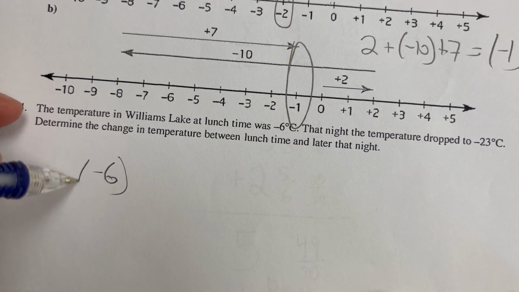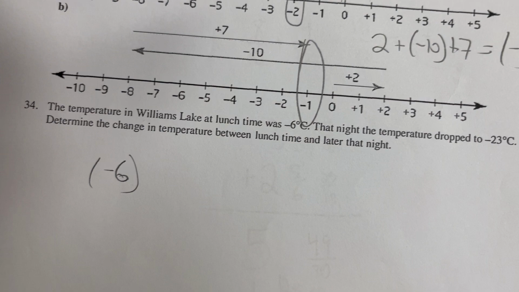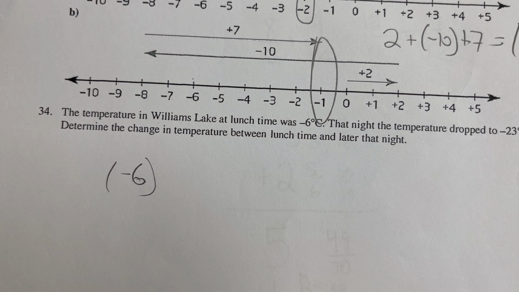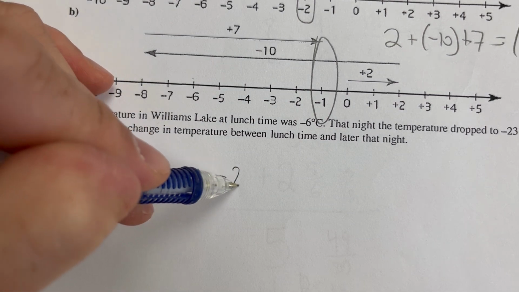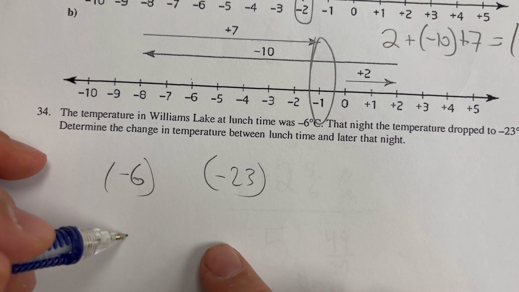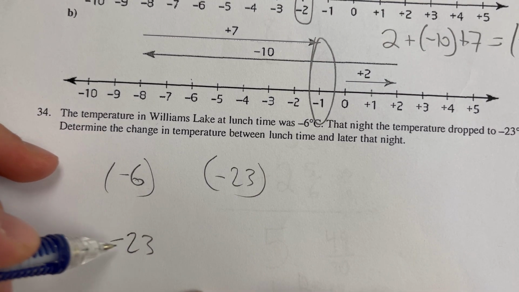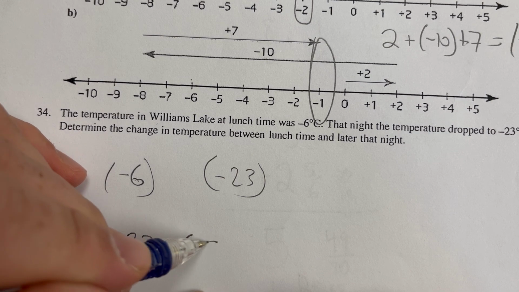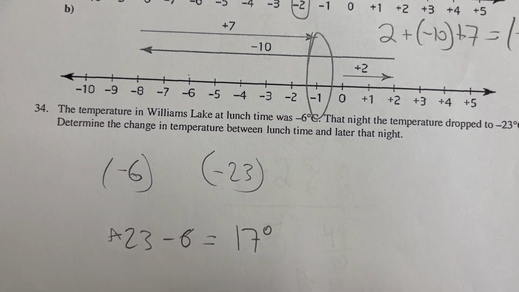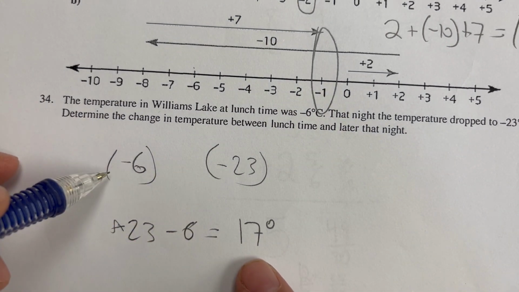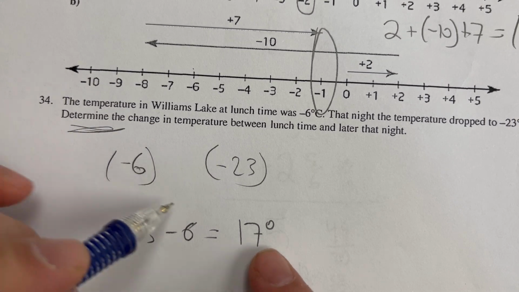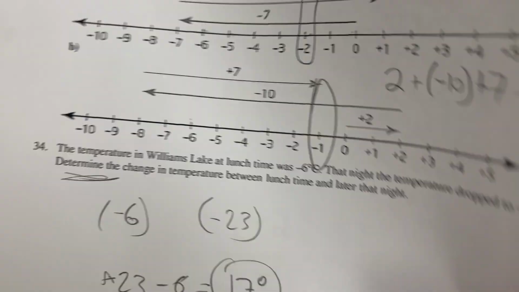So I would just take that. So I'm at negative 6, and I go all the way down to negative 23. Okay, negative 23. So the difference between those two, you're just going to go 23 subtract 6, tells you the difference there. 17 degrees. That's the change in temperature. Now it dropped 17, negative 17, but the difference, determine the change, is a 17-degree difference. All right, that's it.